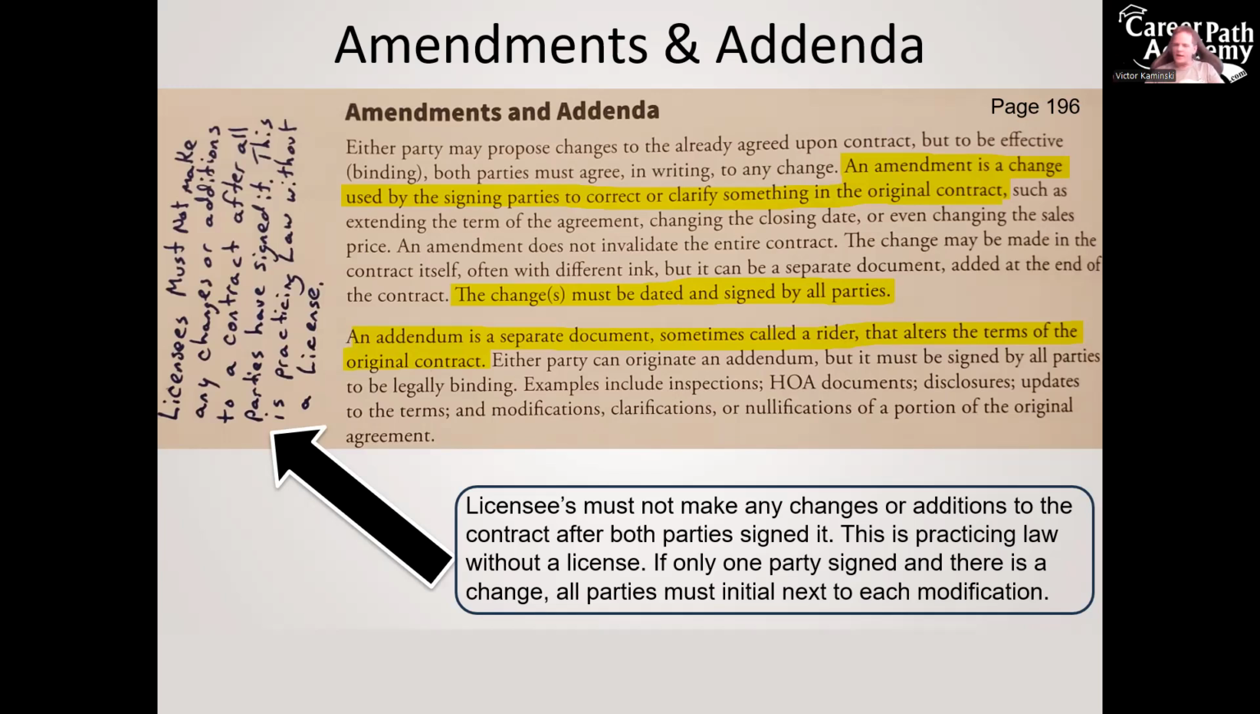Just so I could dictate, if you're writing that note there and aside: licensees must not make any changes or additions to the contract after both parties signed it. This is practicing law without a license. If only one party signed and there's a change, all parties must initial next to each modification.